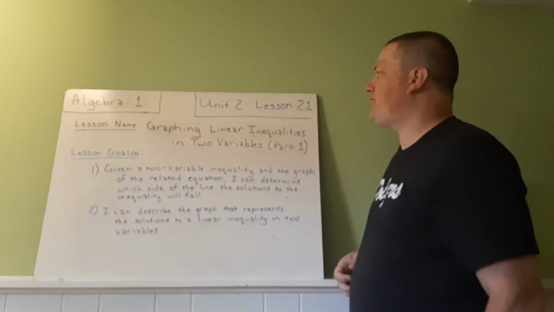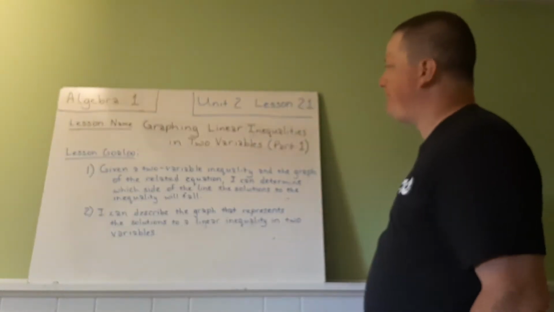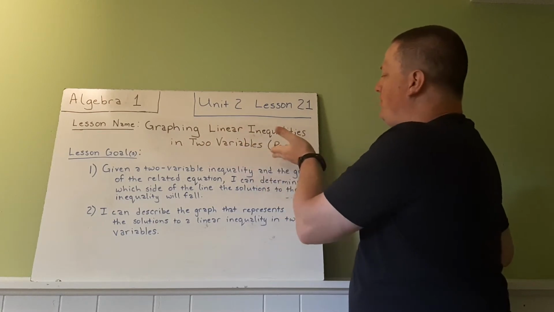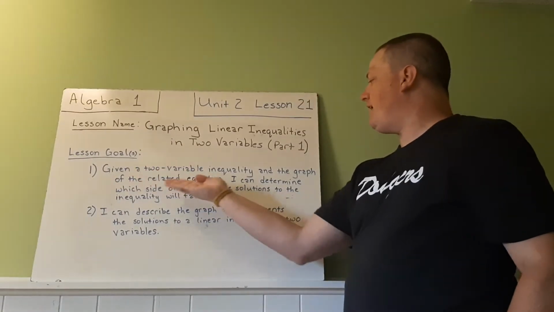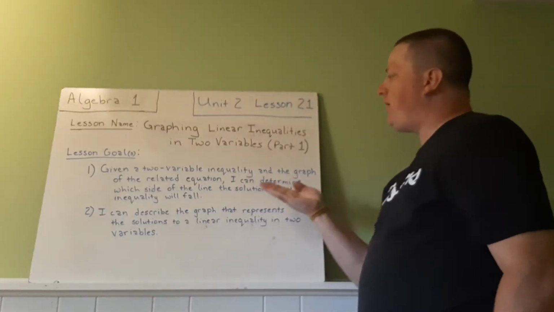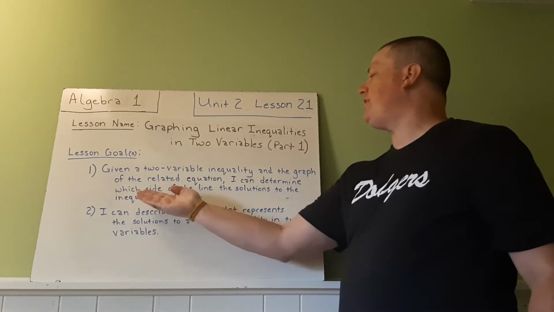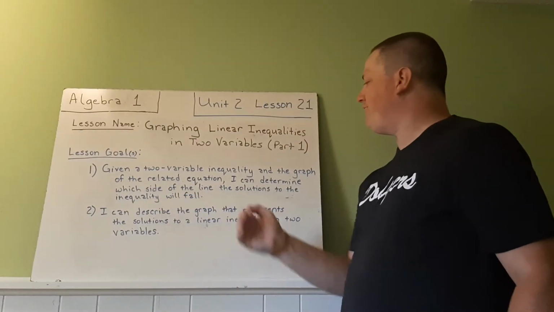All right, Algebra 1 students, we want to look at Unit 2, Lesson 21. Graphing linear inequalities in two variables, Part 1. Given a two-variable inequality and the graph of the related equation, I can determine which side of the line the solutions to the inequality will fall.